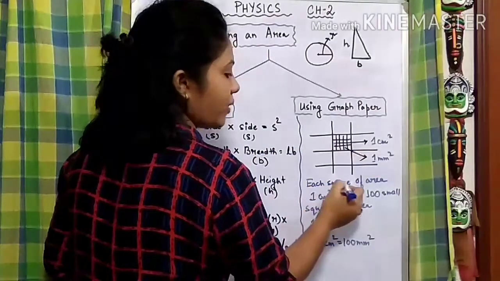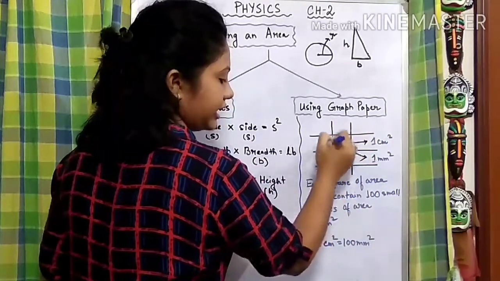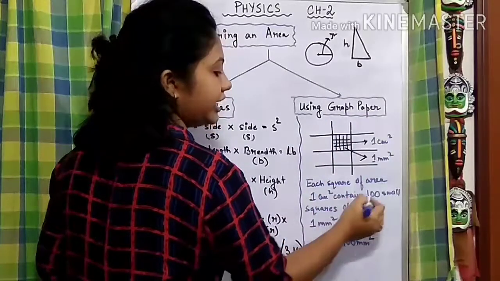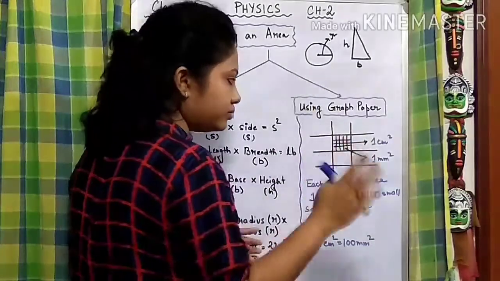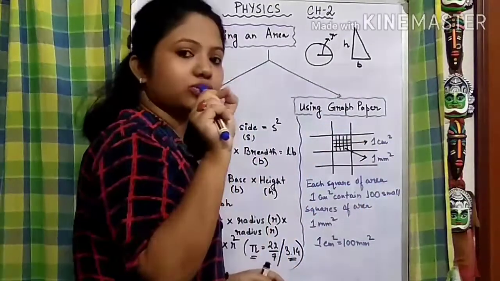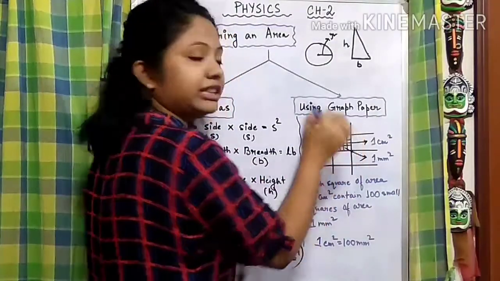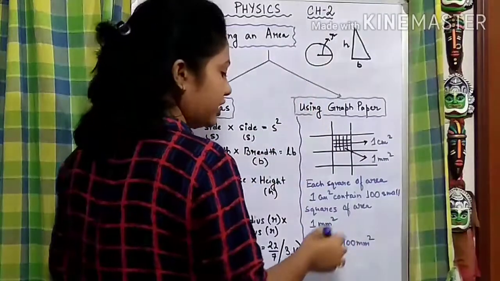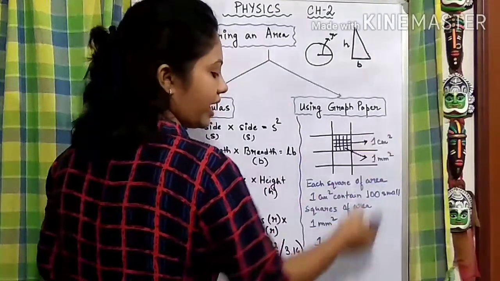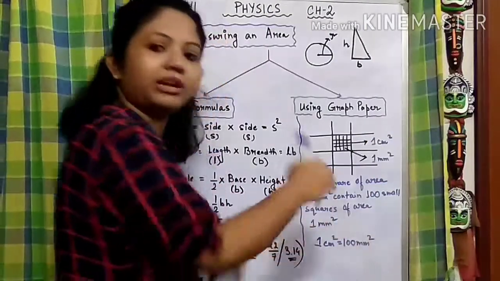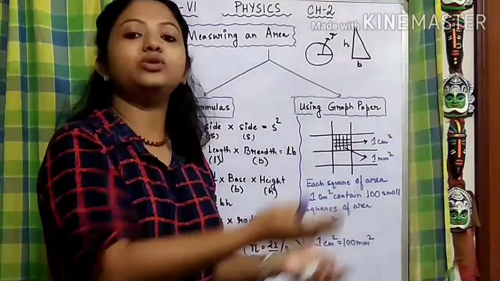So here each big square has an area of 1 centimeter square. This square contains 100 small squares of area 1 millimeter square. So 100 of those small squares, whose areas are 1 millimeter square, will be contained within this one big square. This is how we can calculate further on. So 1 centimeter square will be equal to 100 millimeter square. This is where we continue our calculation by using the graph.